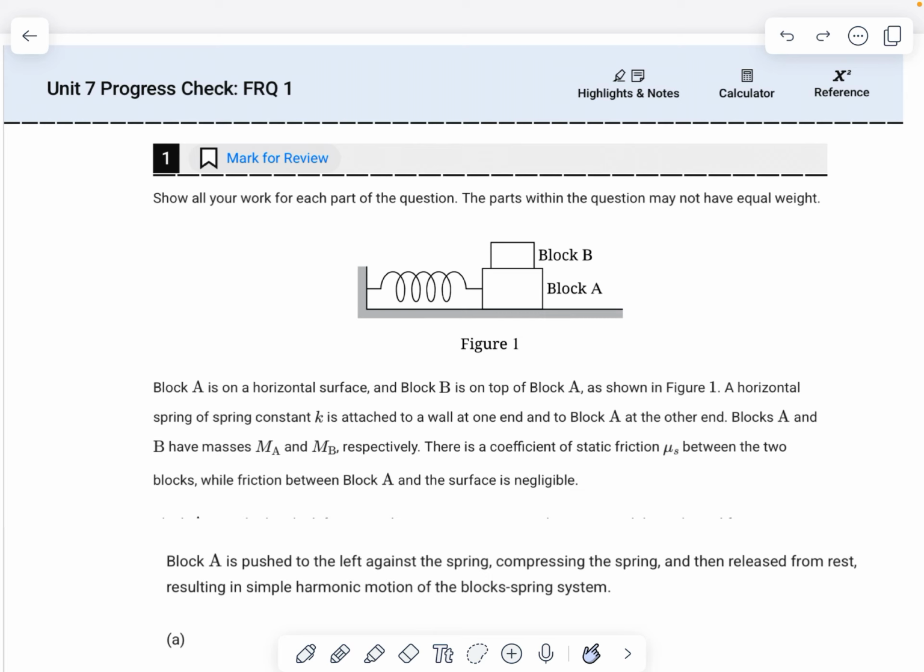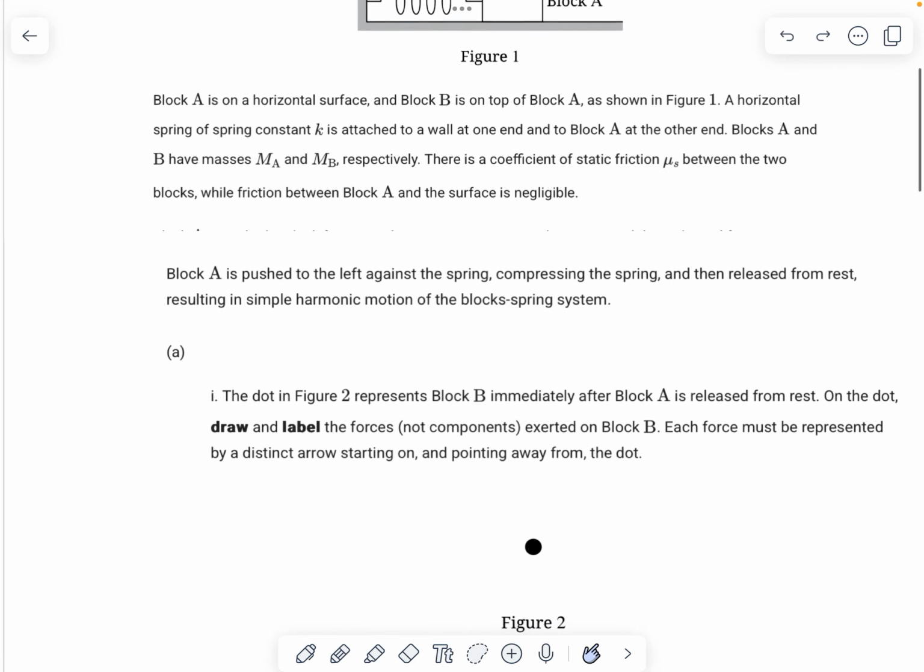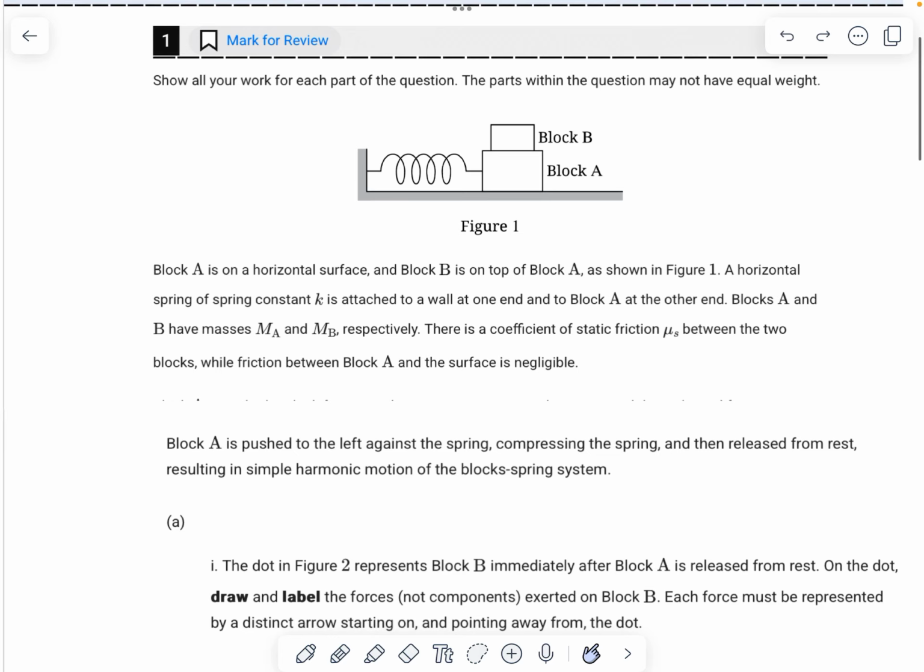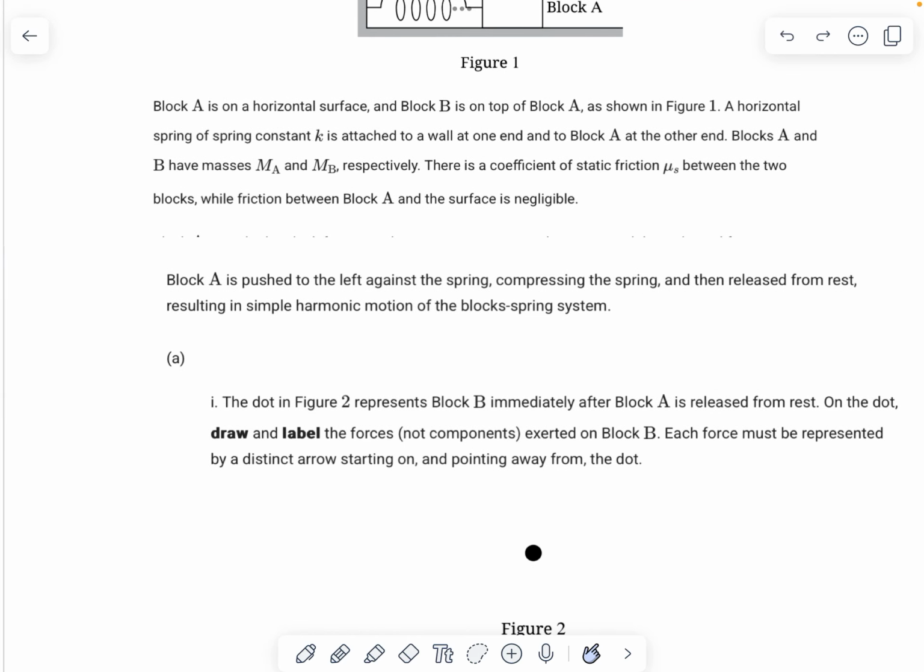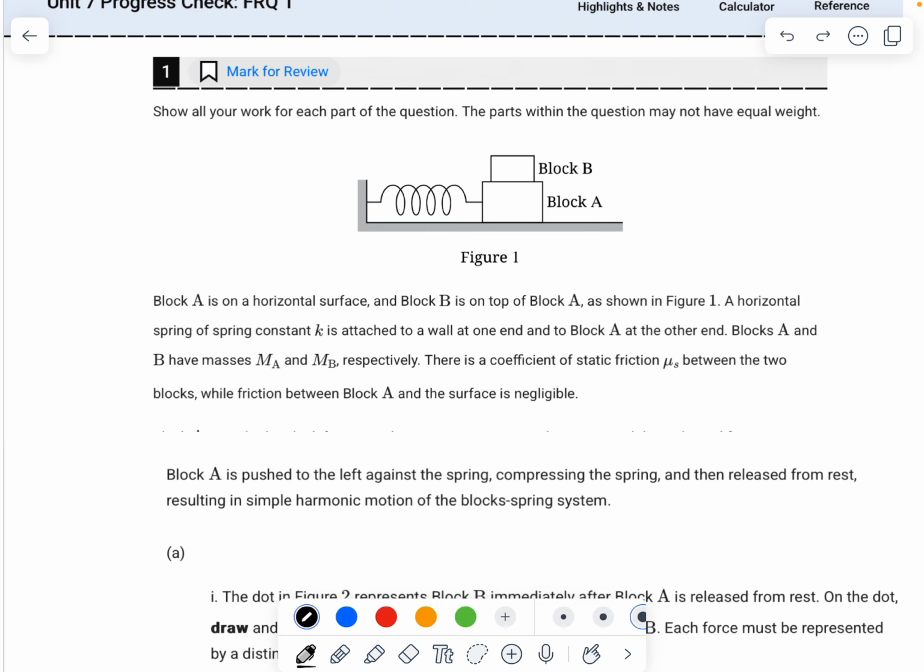the surface is negligible. Block A is pushed to the left against the spring, compressing the spring, and then released from rest, resulting in simple harmonic motion of the block spring system. The dot in figure 2 represents block B, the one on top, immediately after block A is released from rest. Okay, so the block has been pushed to the side, so the spring is tightly coiled, and then block A is now over here. So the spring is pushing on it in this direction.